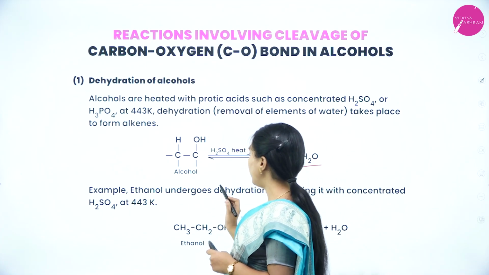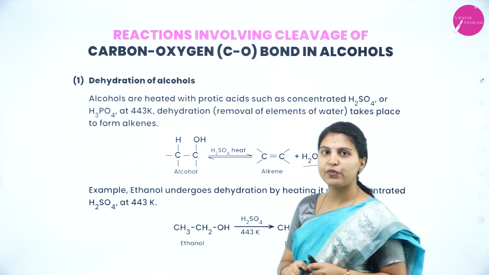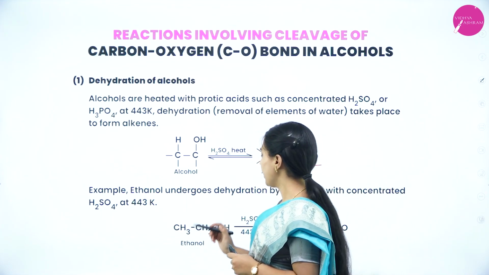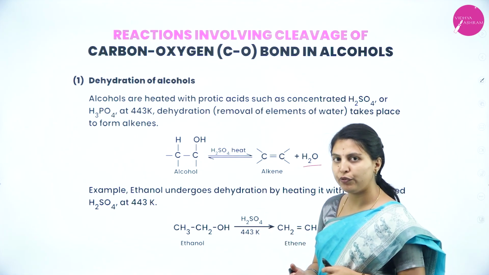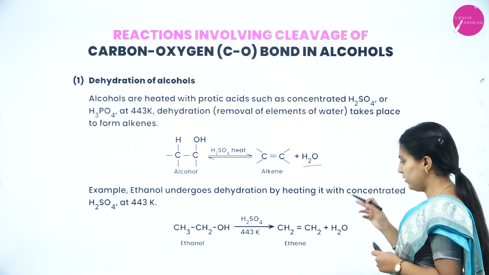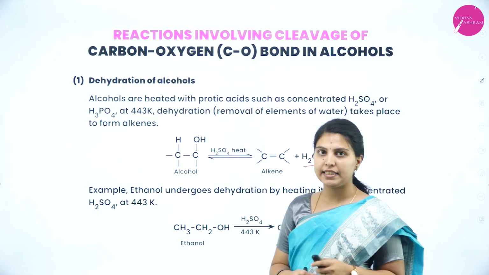Example, ethanol undergoes dehydration by heating it with concentrated H2SO4 at 443 Kelvin. This is ethanol. When we use protic acid like concentrated H2SO4 and heat, it will form ethene and removal of water molecule can be seen.